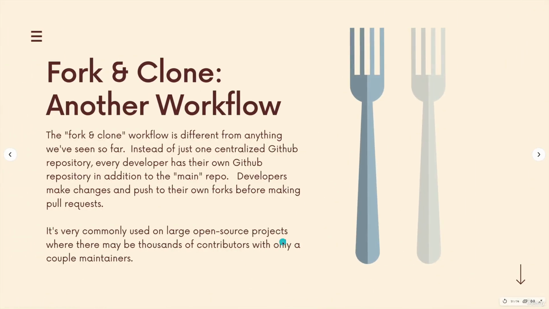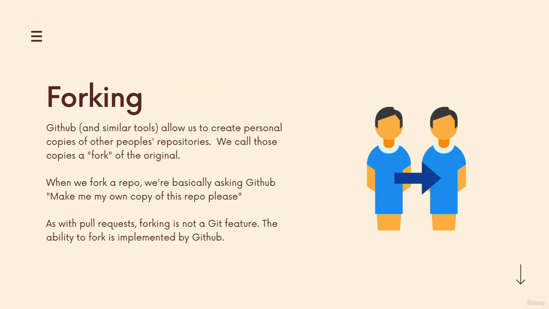Instead, this workflow, this fork and clone workflow, enables anybody to try and make a contribution. You don't need permission. You make your own copy. You try making changes, and then you make a PR. Anybody can make a pull request.